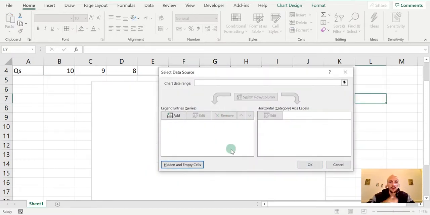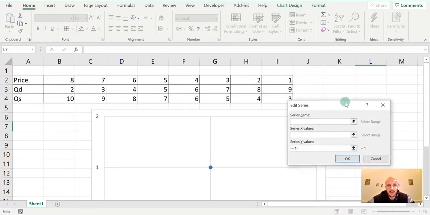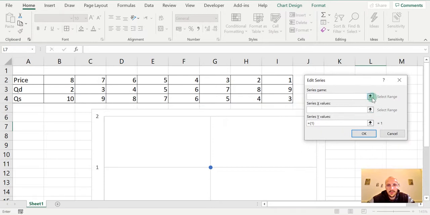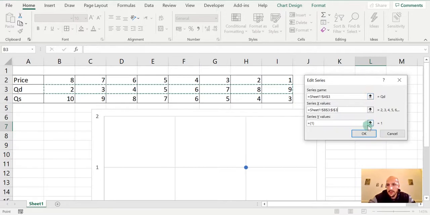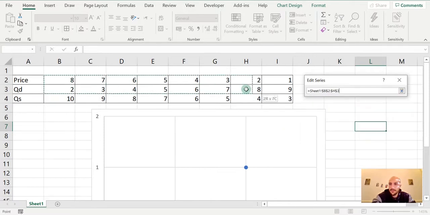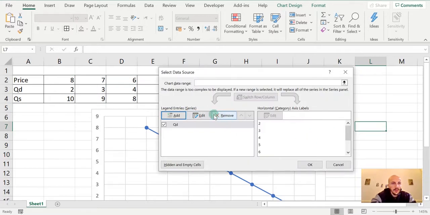I will select the data again. Great. So once the data are removed, we can add the first series, and the first series is quantity demanded. So we will click here on QD, or we write demand, and the series X values, under the quantities, are these, 2 till 9, and the series Y values are the prices, this part. Great.